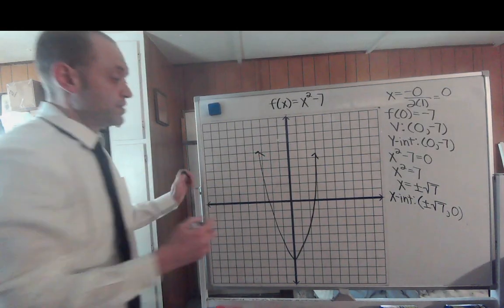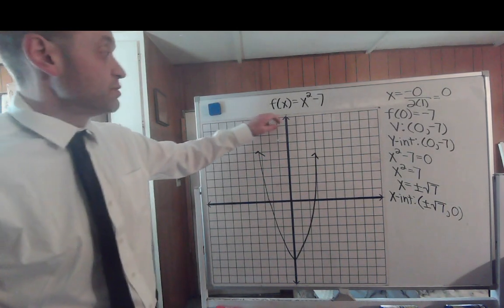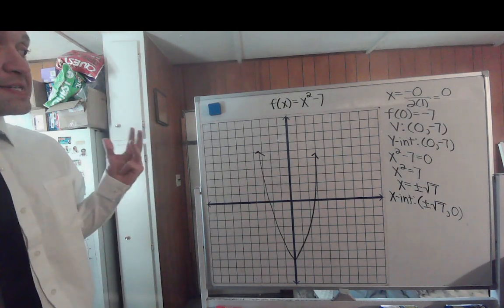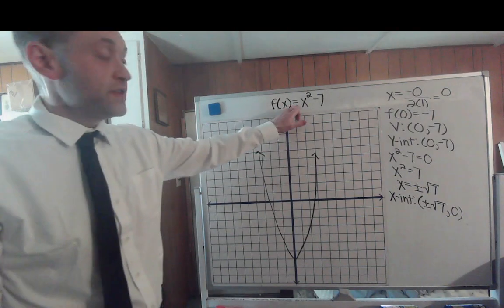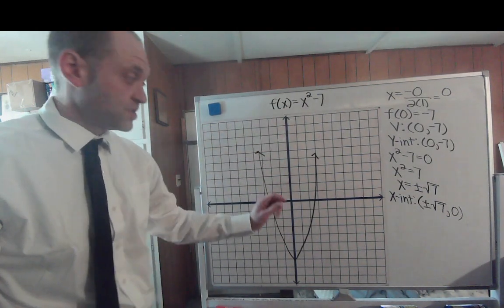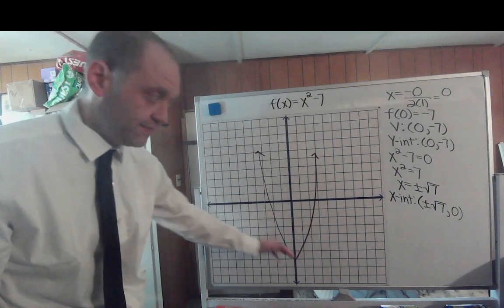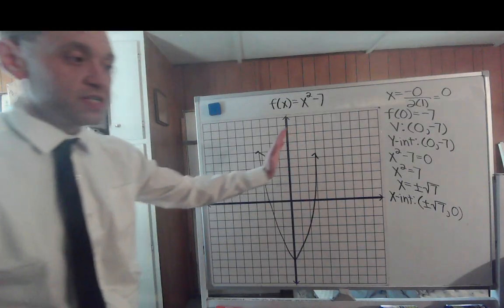And there you go. There is the graph of f of x equals x squared minus 7. And that leading coefficient was positive, meaning this is going to rise to the left and rise to the right, which means to the left of the vertex and to the right of the vertex.